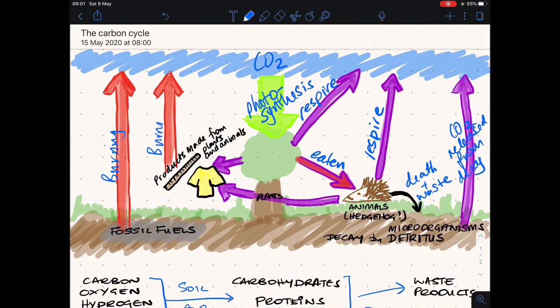So the carbon and energy is constantly being cycled from the air through food chains via plants, algae and animals and detritus feeders and microorganisms, and eventually back into the air again.